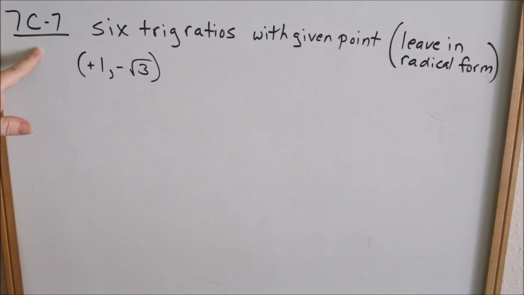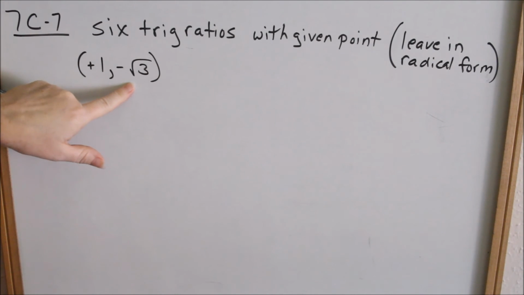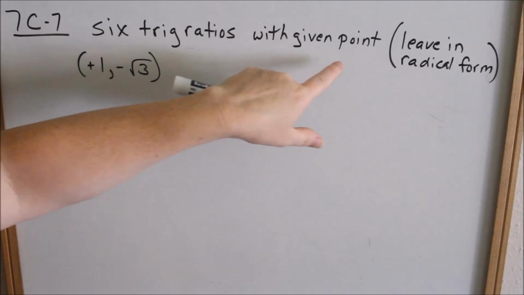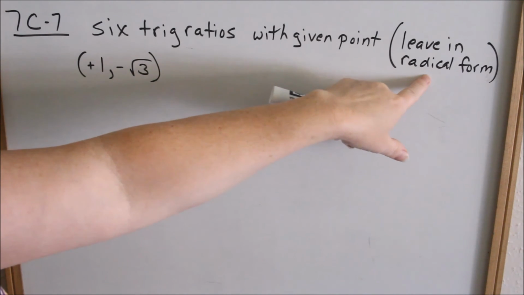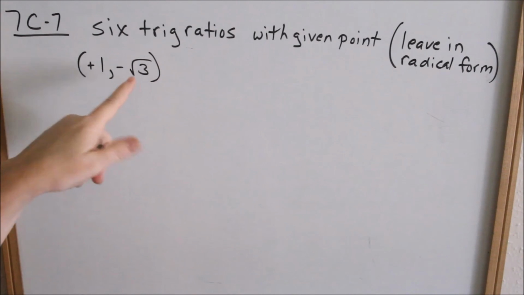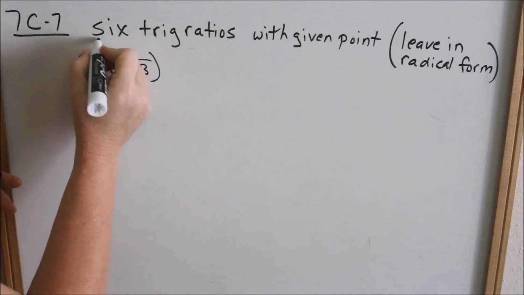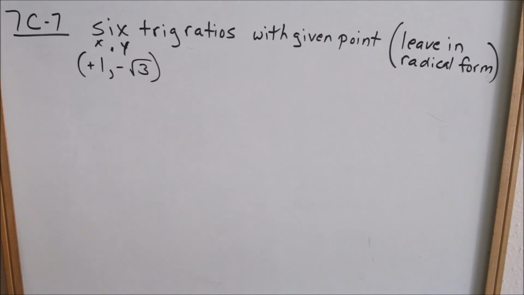Okay, we're looking at 7C, number 7. And this problem gives you a point to graph. And then they want the 6 trig ratios with this given point. And I will tell you that the book leaves these answers in radical form with fractions. So how do you go about doing this? Remember, this is just an XY coordinate. Alright, so X, Y. That's an XY coordinate. You can plot that on a graph.